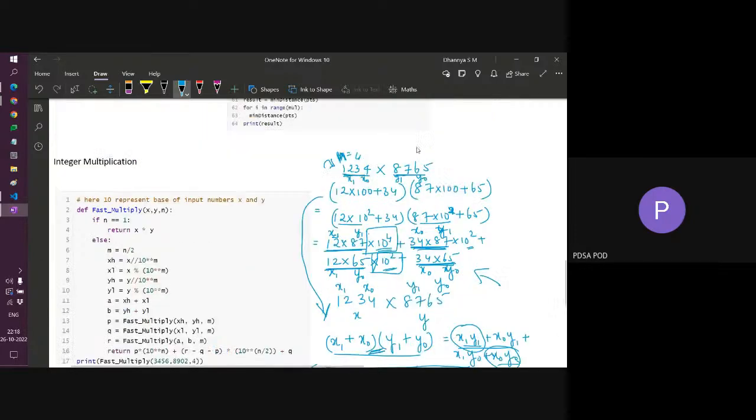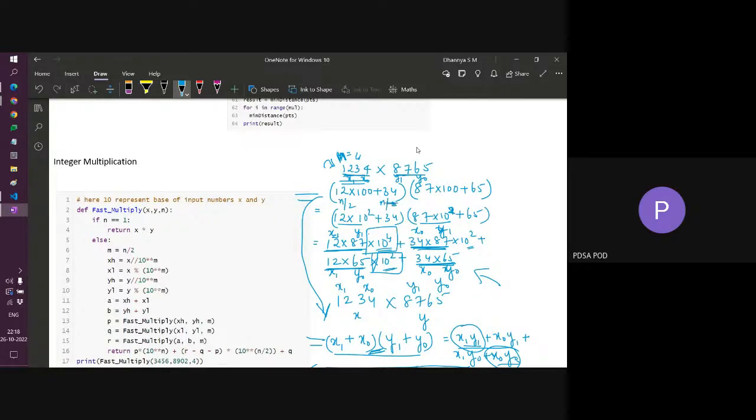See, this is not equal to this. This and this are not equal. That is not the divide and conquer I'm talking about. The divide and conquer I'm talking about is where the 4 digit number you are dividing into n by 2 digit multiplications.